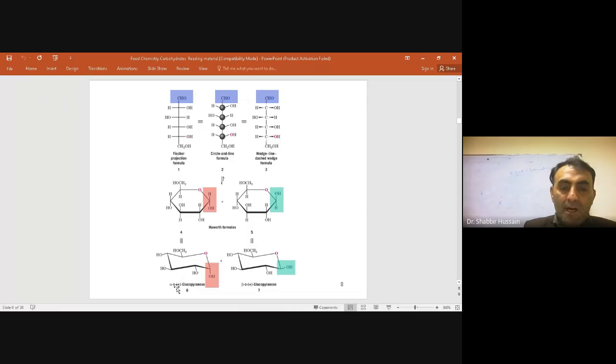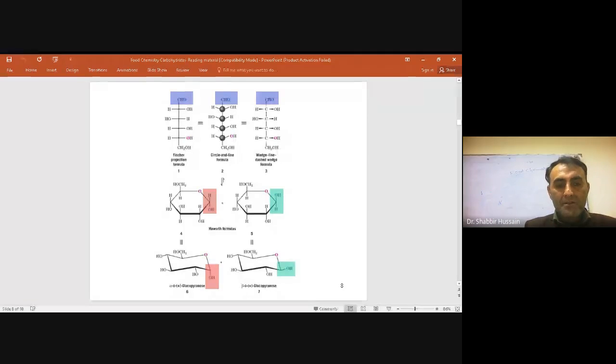So in alpha glucopyranose, in chair conformation, if hydroxy exists in axial position, it is called alpha. If hydroxy exists in equatorial position, then it is called a beta configuration, right? So if you just write in Haworth's formula, if this hydroxy is towards downward, then it's called alpha, and if it is towards upward, then it's called beta. Right? So basically, through Fischer configuration, we will try to confirm its stereochemistry. Any question?